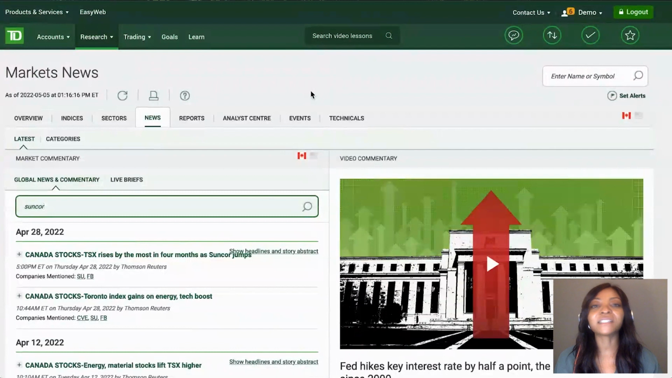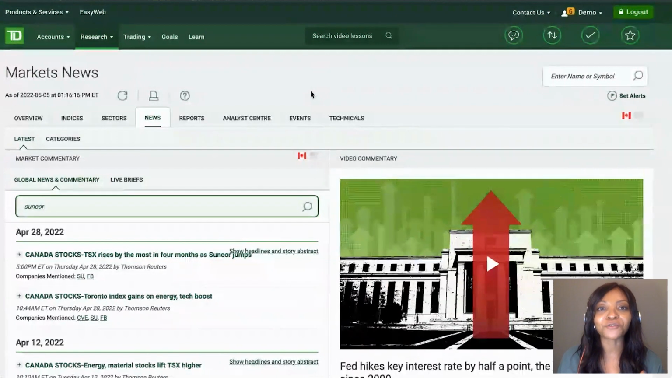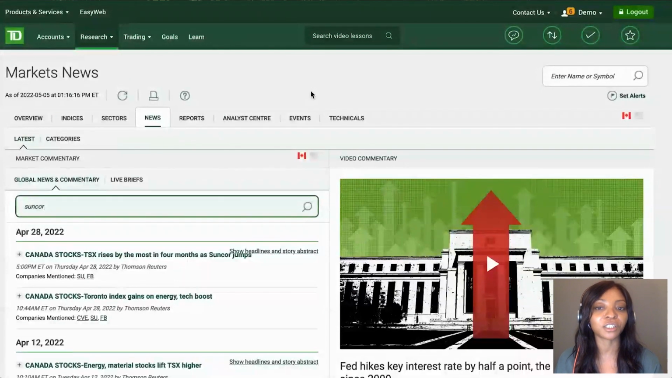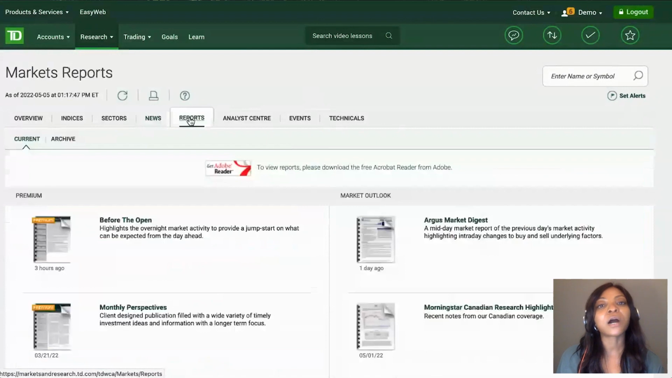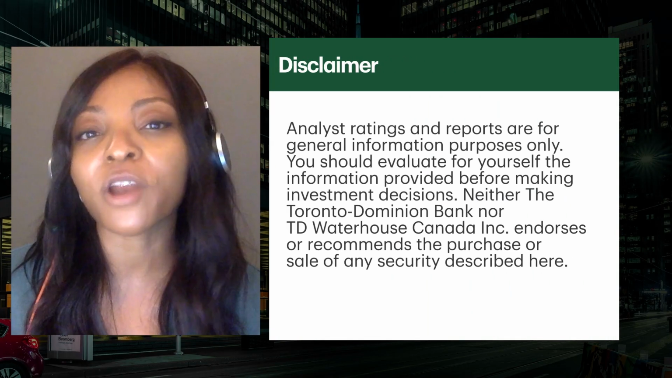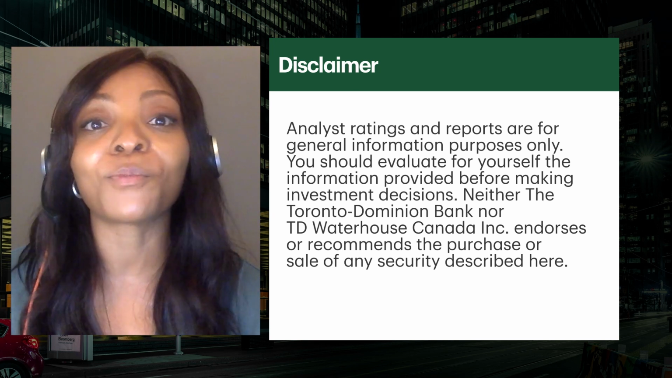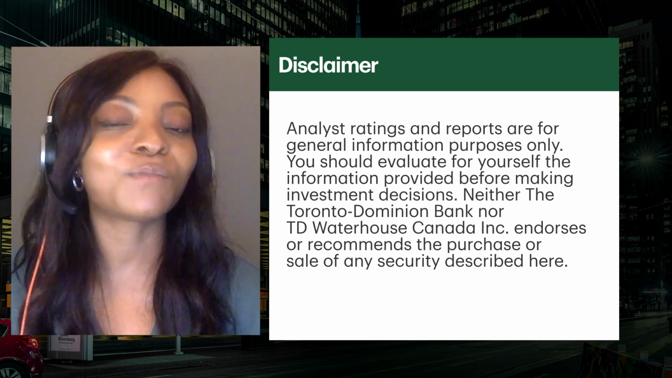Right. So, as an investor, you get a lot of information thrown at you when you go online, when you turn on the TV, and you may want to dig a little deeper into some of this information. You are able to do that by using the reports tab that we have under our markets tab. Now, what this does is you have access to reports by the TD analyst, you have access to reports by third party analysts such as Argus, such as Morningstar. And these reports are published throughout the day. They could be published daily, weekly, monthly, quarterly.